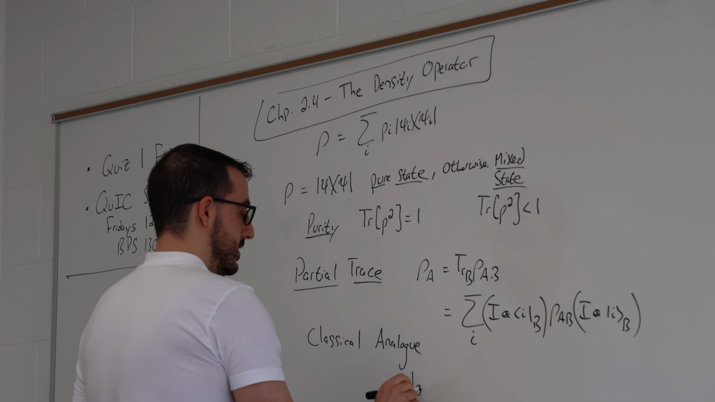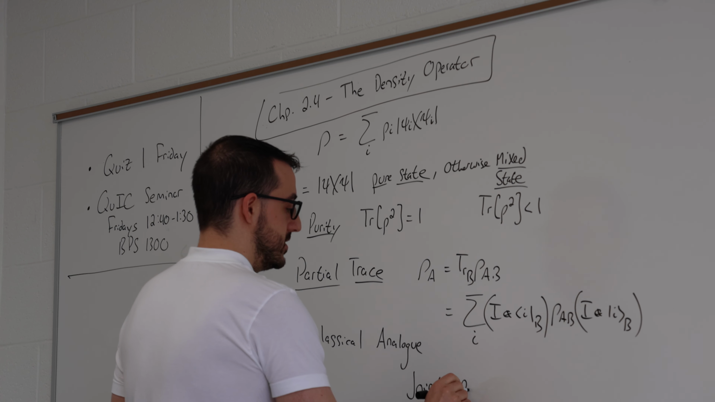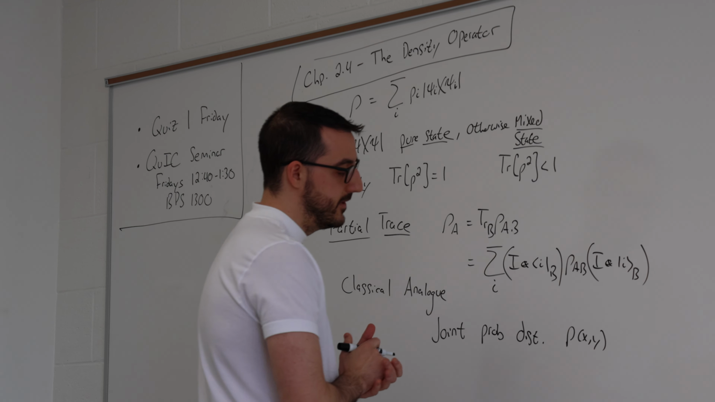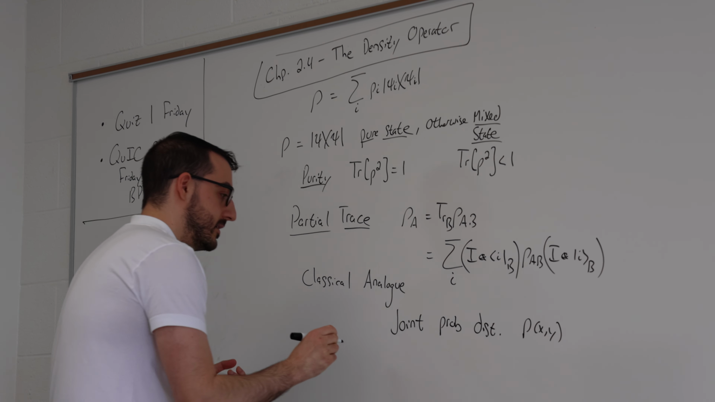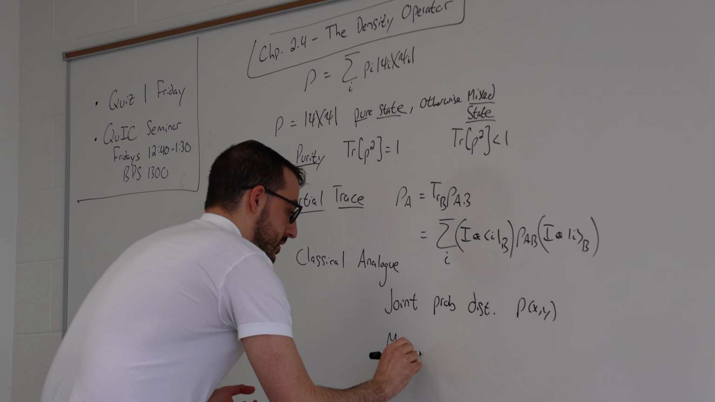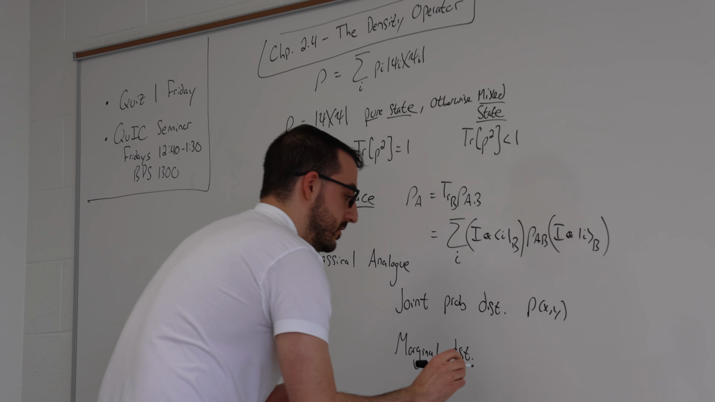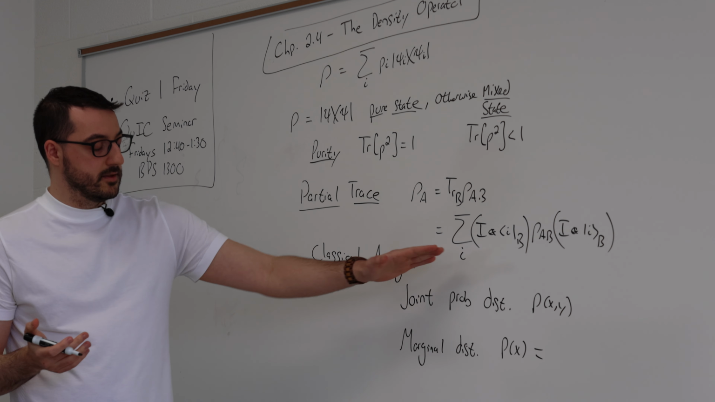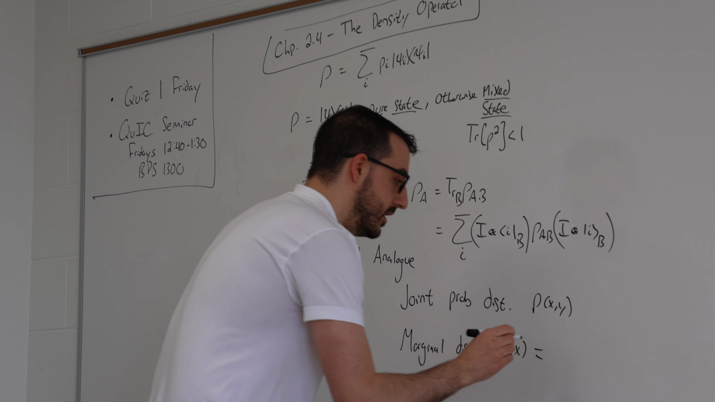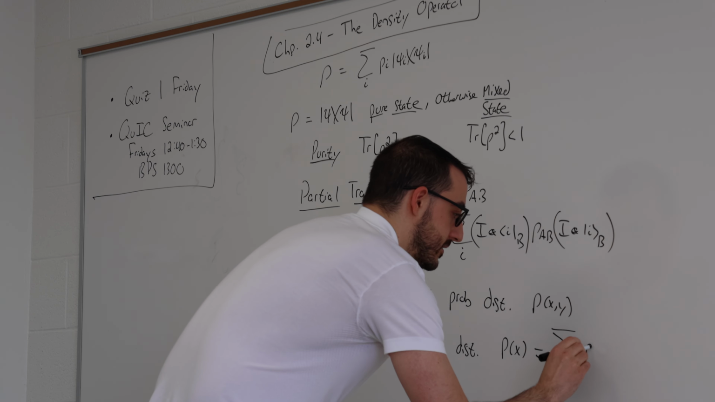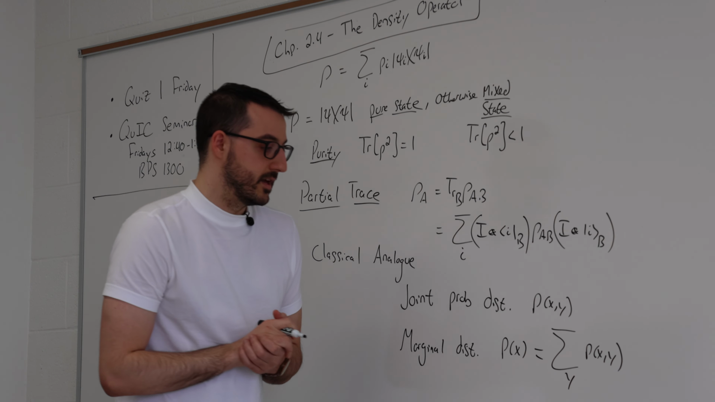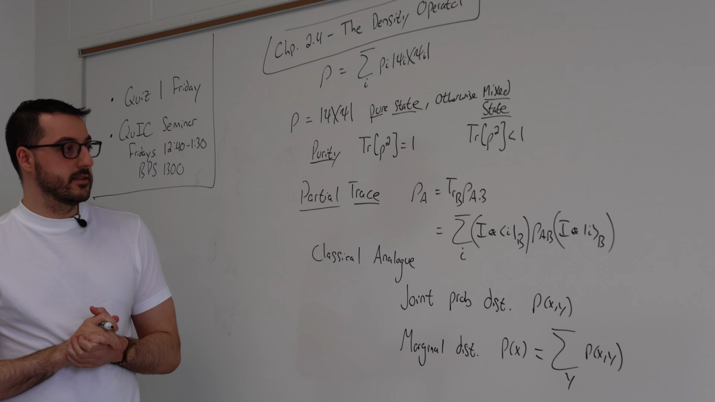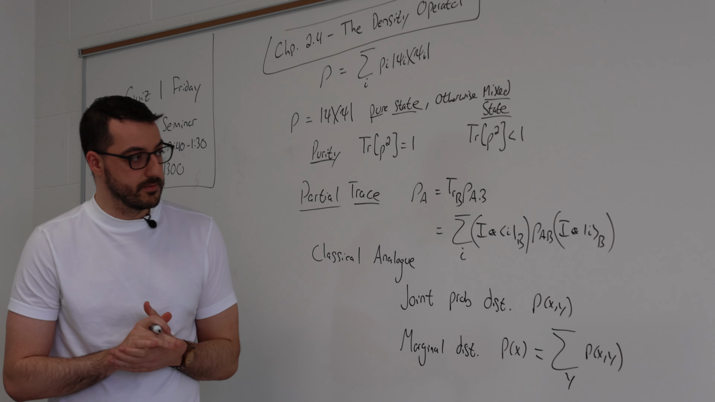So, for example, if I had a joint probability distribution P of x, y, two random variables x and y, I can consider calculating the marginal distribution. And that would be, for example, P of x. And how do I do this? It's the exact same intuition as what we're doing in the partial trace. I would just sum over the random variable y. Sum over y of P of x, y will give me the marginal distribution over x. That's the classical analog of what we're doing with the density matrix and the partial trace.